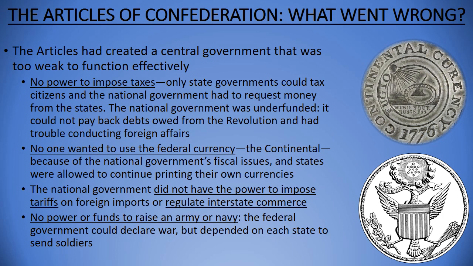First and foremost, the Articles of Confederation did not provide any power for the national government to impose taxes. Only the state governments could tax their citizens, and if the national government needed money, they had to go to each individual state governor or legislature and say, please, can I have some money, please?